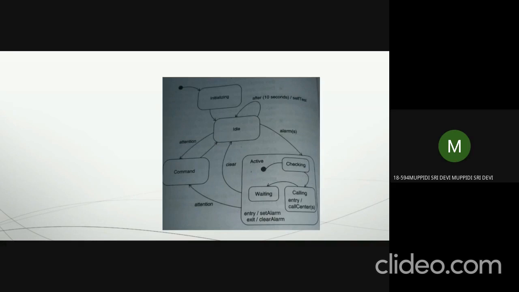There is no final state in this diagram. Why? Because this is an embedded system. In this embedded system there is no final state. The devices run continuously. Your ATM is one example of an embedded system. You don't have any final state. The device will continuously run. In the command state, the human is giving commands manually, some instructions to the machine, to check whether the device is working or not. So this is an example of modeling the lifetime of an object.